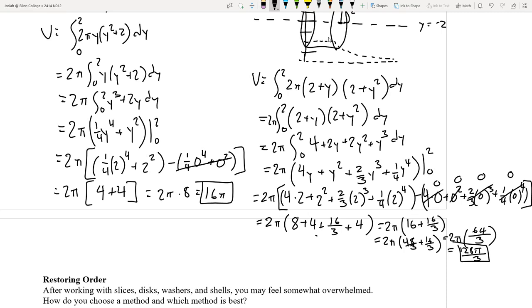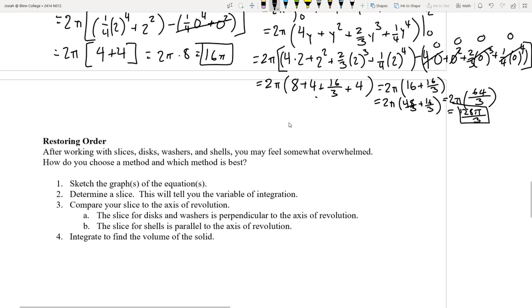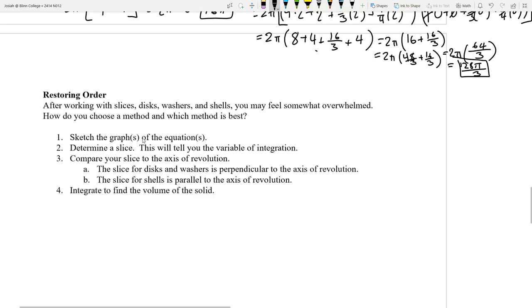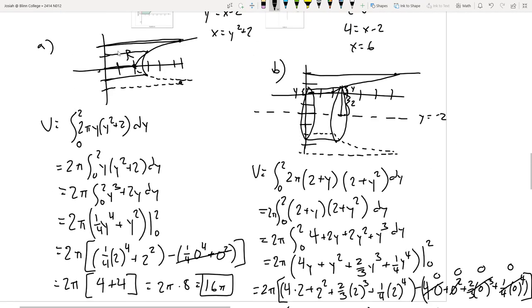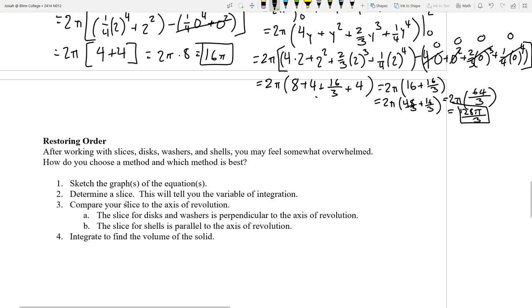As it says here in the restoring order section, this is talking about restoring the order in your mind. After working with slices, discs, washers, and shells, how do we decide what we're doing? First, sketch the graphs of the equations. Sketch your base. Determine the slice. By determine the slice, it says make your line either horizontal or vertical, whichever way is more consistent. If we did a vertical slice here, there would be a consistency issue. So determine your slice, whatever way is most consistent.